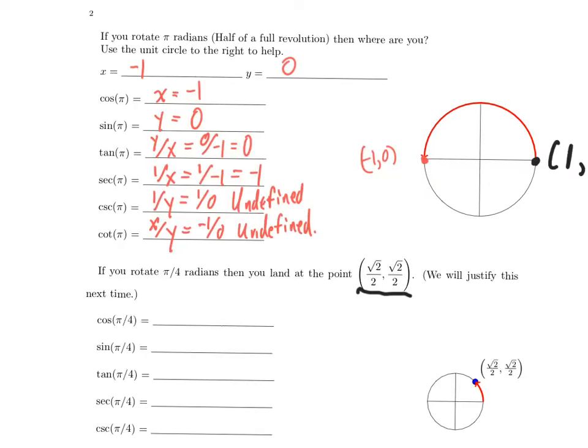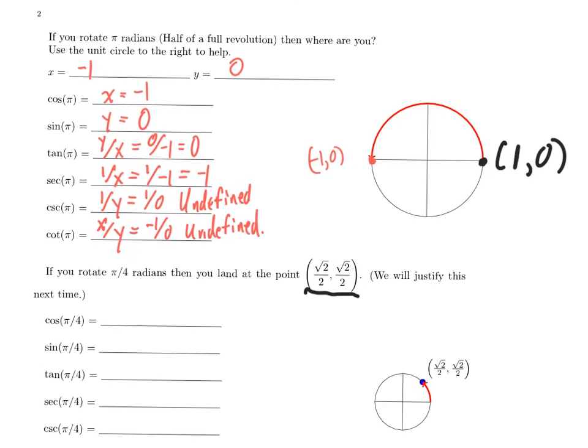Okay, so starting with the first one. If you start at the point 1 comma 0 and rotate by an angle of pi radians, so that's half of a full revolution, so that angle right there is pi radians. Well, if you start at 1, 0 and go a half revolution, you get to the point negative 1, 0. So you're at the point negative 1, 0, so x is negative 1.